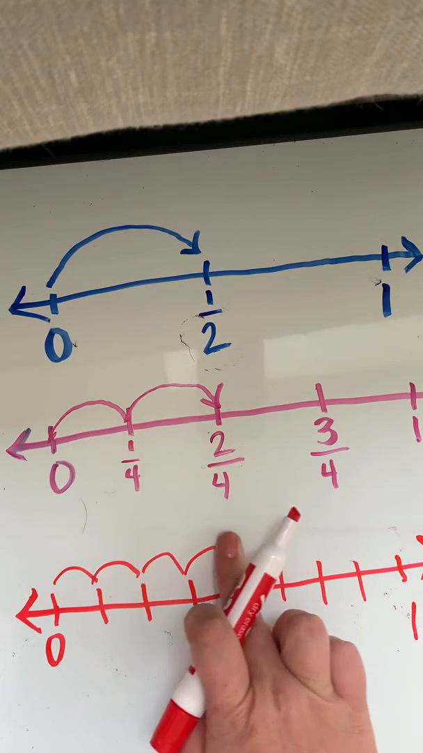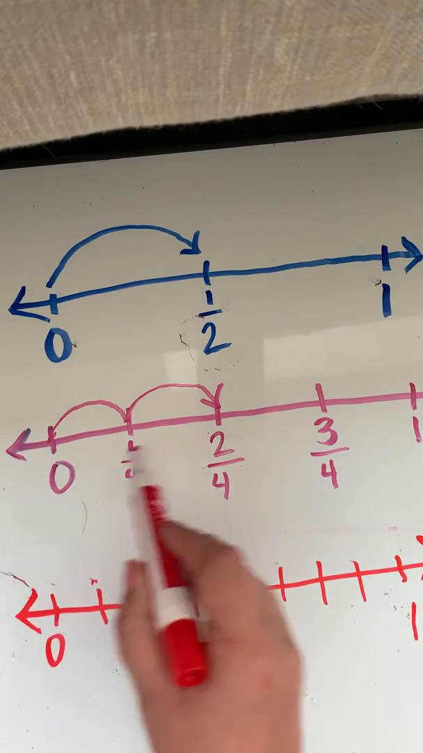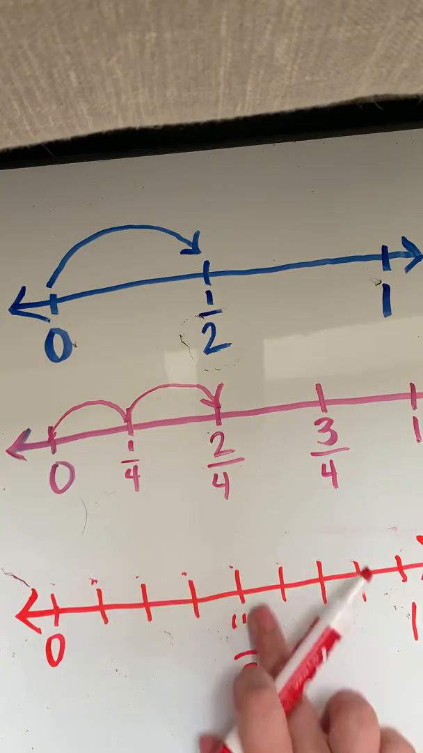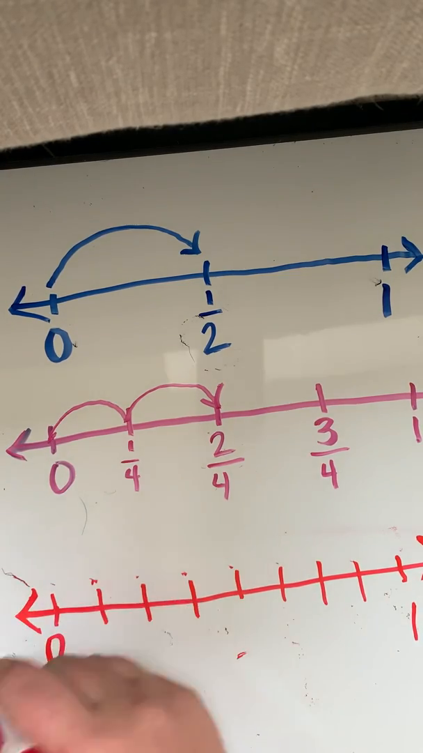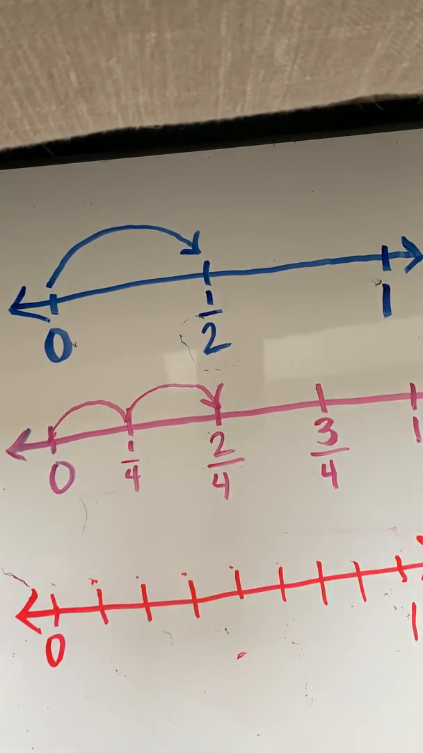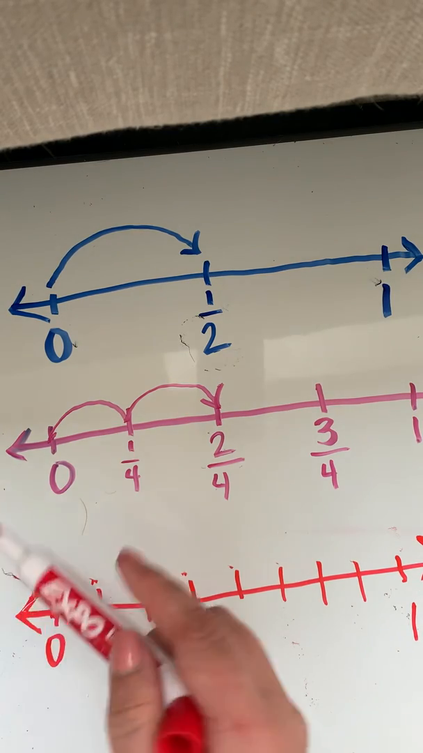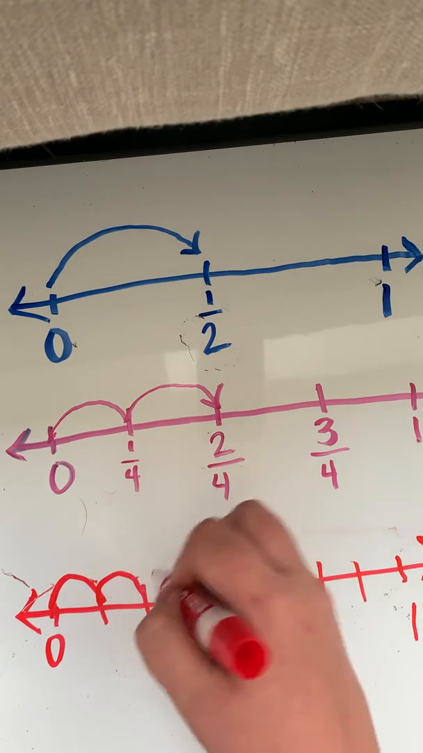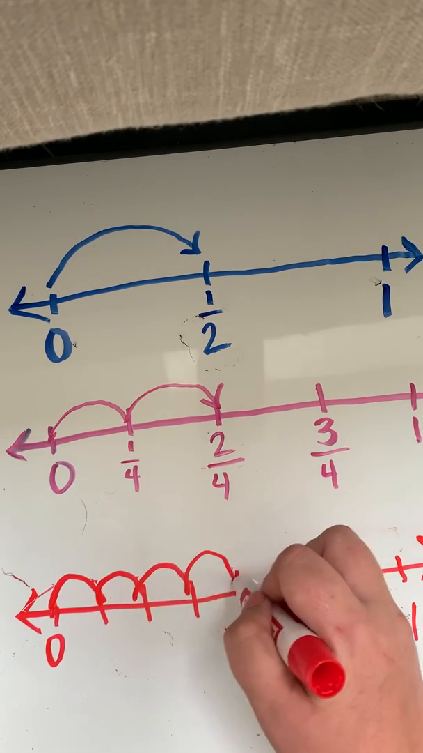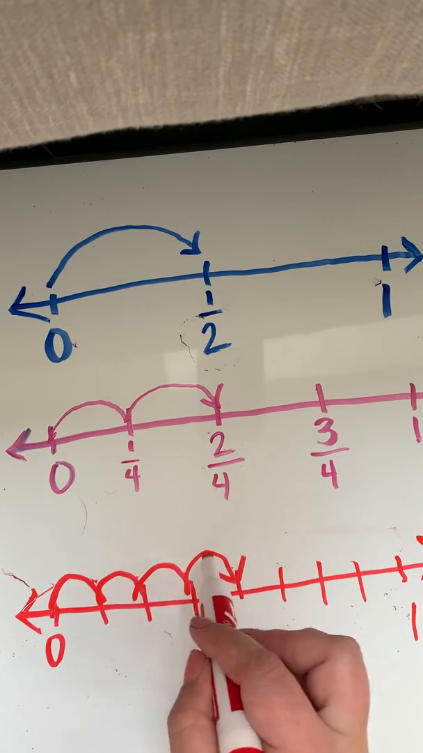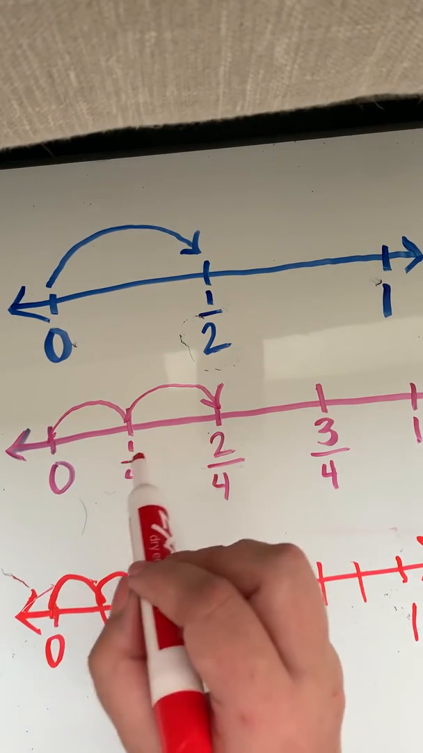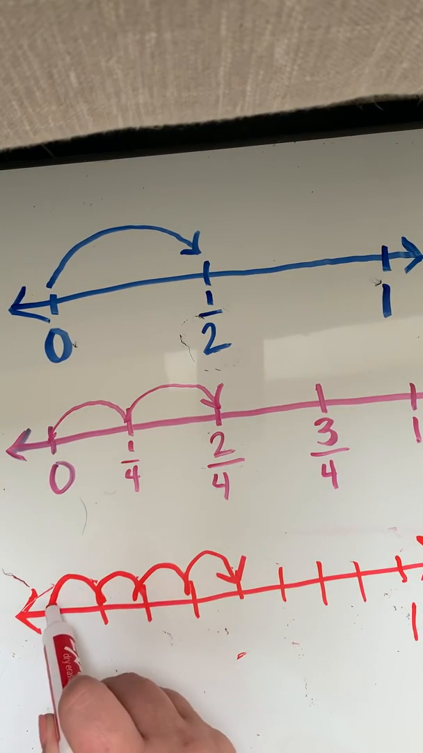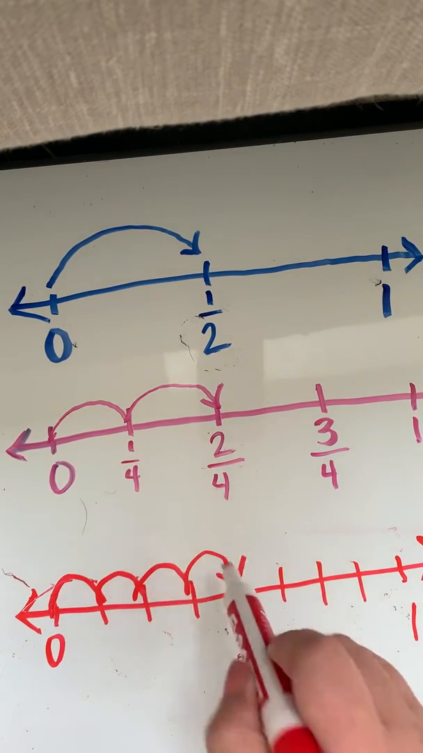Now I'm trying to find the equivalent fraction that's going to equal the same amount as my half and my 2/4. So let's see how many hops it takes to get to our midpoint. 1, 2, 3, 4. Do you see how that is the same amount as 2/4? And that's the same amount as 1/2? So here we did 4 hops, right? 1, 2, 3, and 4.